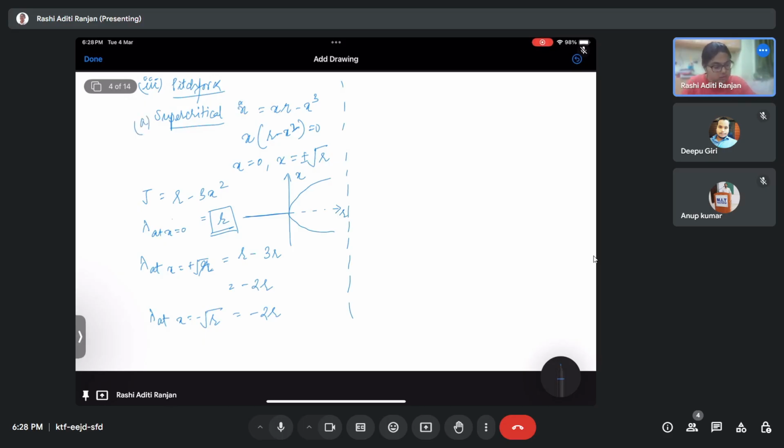And B is going to be the subcritical pitchfork bifurcation, which has x dot equals xr plus x cube. Nothing different, just a change of positive sign. If I try to find the fixed points, it will be r plus x square equals 0. I'll have x equals 0 and x equals plus minus under root of minus r. I have a minus r over here, correct?